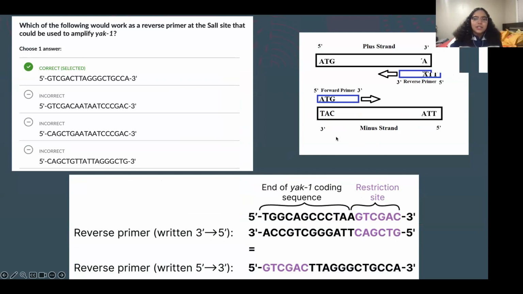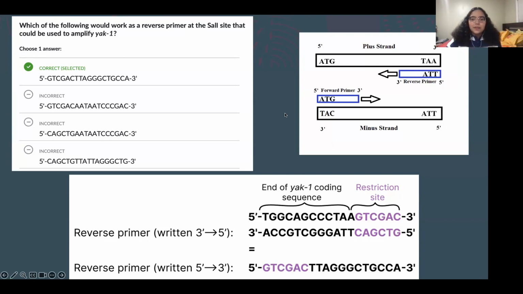Basically, for DNA replication, the forward primer anneals to the 3' end of the bottom strand, the antisense strand, and then the reverse primer anneals to the 3' end of the top strand, the sense strand. DNA polymerase then moves 5' to 3'. In the top right there, there's an example of primers. So you're looking for a reverse primer at the Sol site that can amplify YAC1. The YAC1 coding sequence was given at the start of the passage, with something like 976 random bases in between, but you're given that part of the sequence.